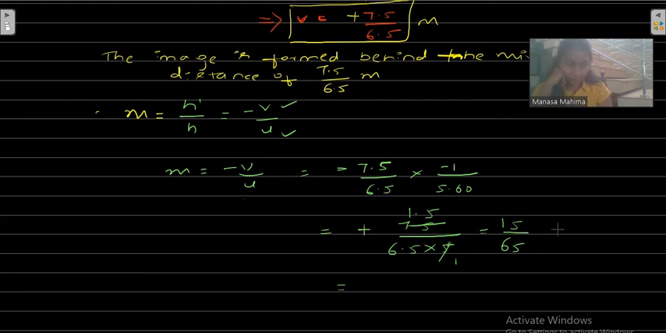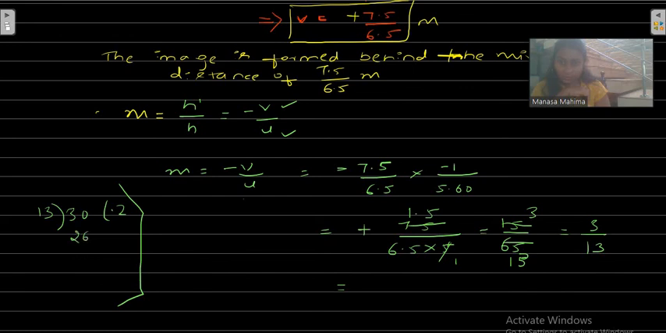So 15 by 65, if you solve, which table will it go to? Fifth table, right? So 5 1s are 5, 5 3s are 15. So if you solve, 3 by 13: 13 2s are 26, then 4 0, 13 3s are 39. So like this it will go.